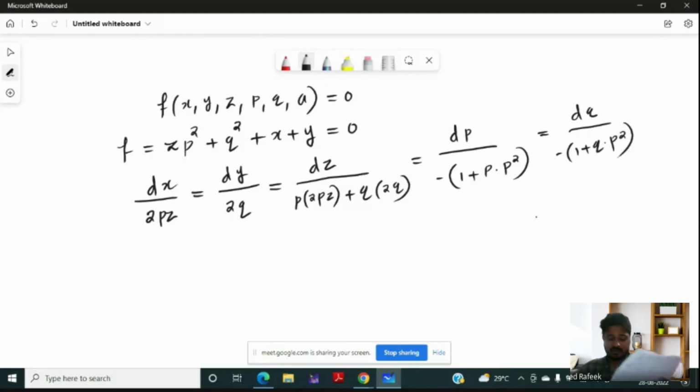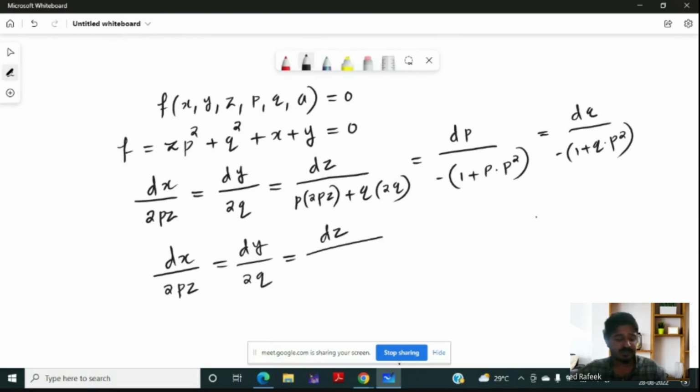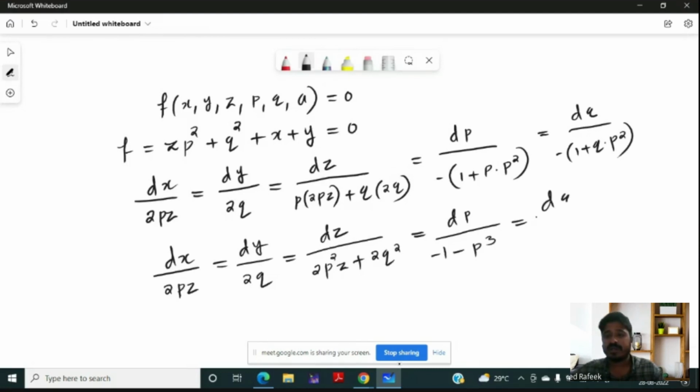Yeah. So this is nothing but dx by 2pz, dy by 2q, dz by 2p square z plus 2q square, dp by minus 1 minus p cube, dq by minus 1 minus q p square. Correct? Which option is correct?